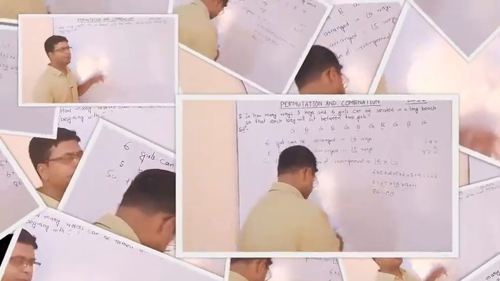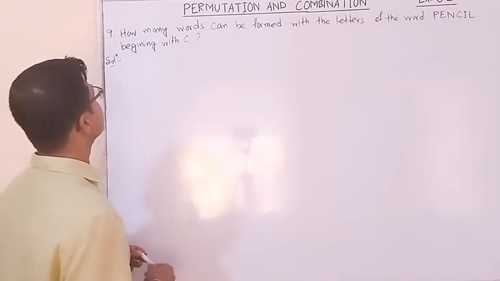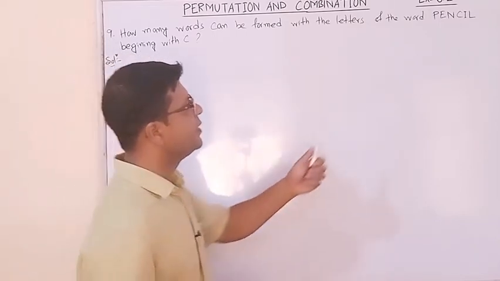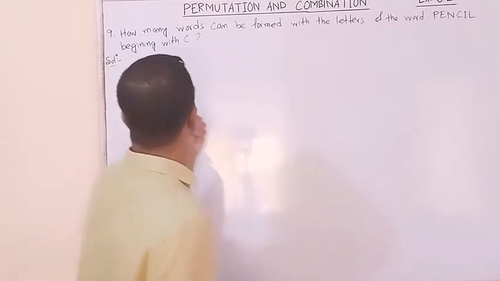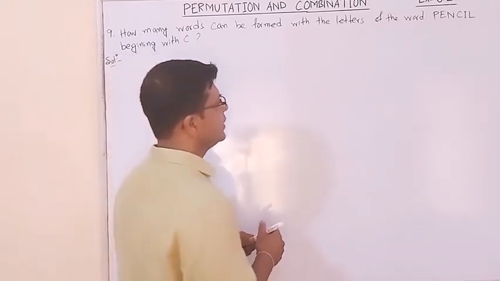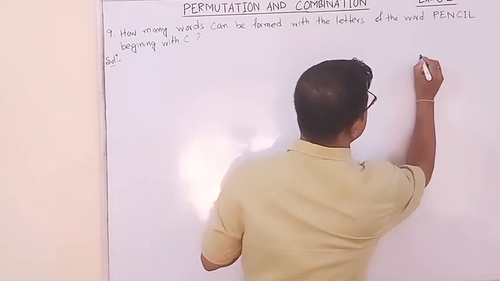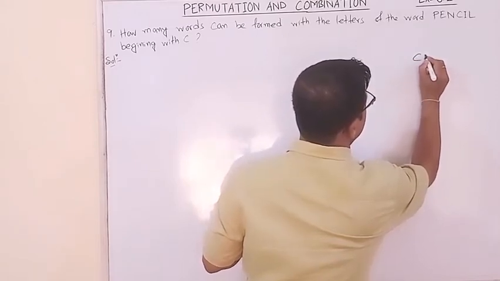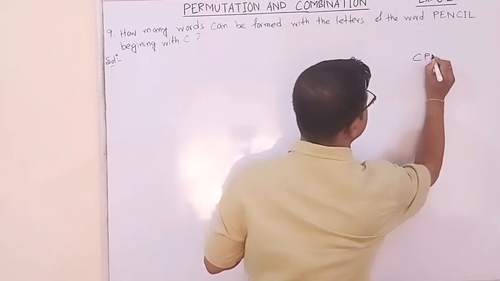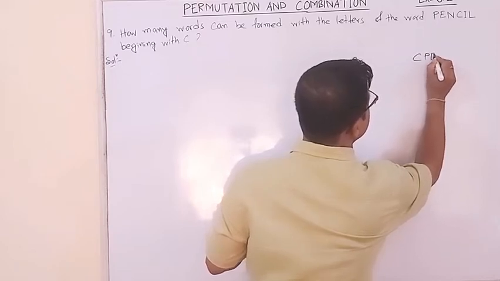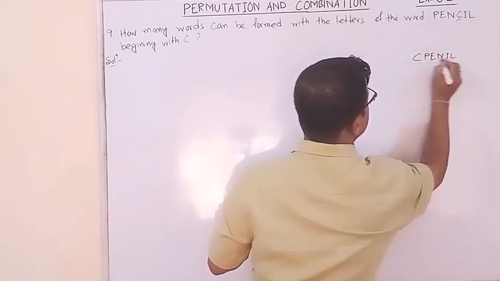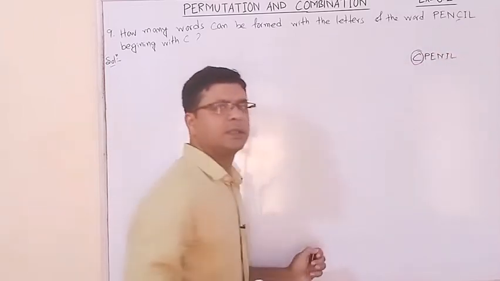Okay, now we have taken question number 9. Let us read the question. How many words can be formed with the letters of the word PENCIL, beginning with C? If it begins with C, then let us see how it looks. One arrangement, just we are observing: C, then PENIL. Now this place is fixed.